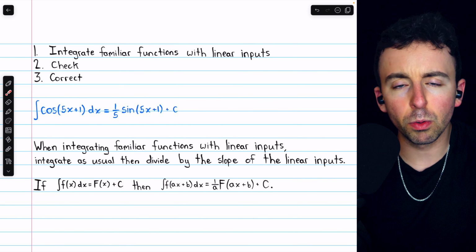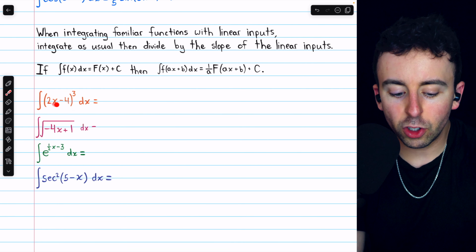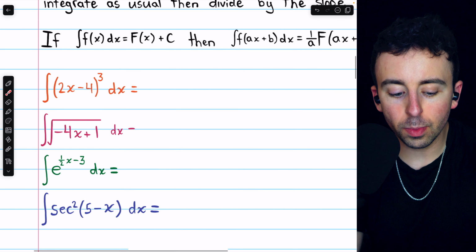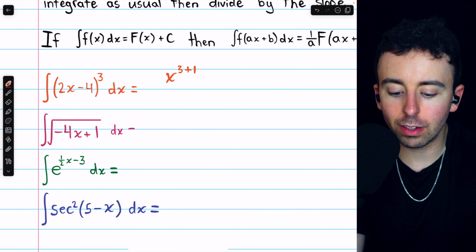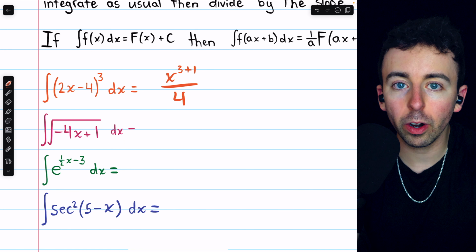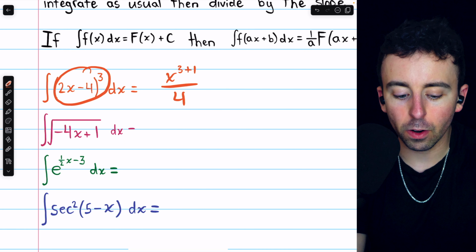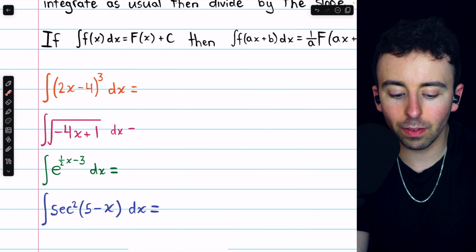All right, let's go through those examples I showed you at the beginning. Let's begin with the integral of (2x − 4) cubed. You should know how to integrate x cubed. We just have to increase the power by 1 and then divide by the new power of 4. So we'll do the same thing here, but then once we're done, we'll just have to divide by the slope of the linear input, which is 2.